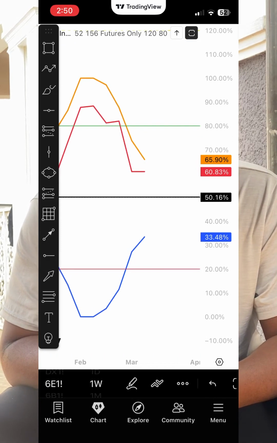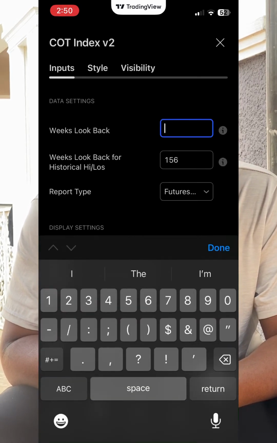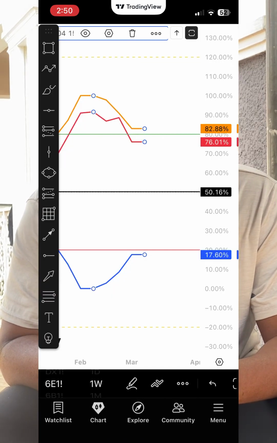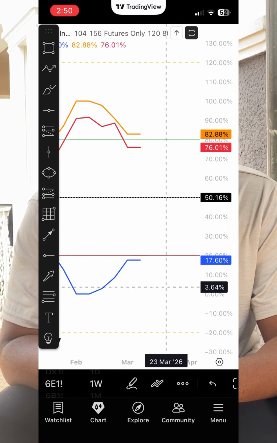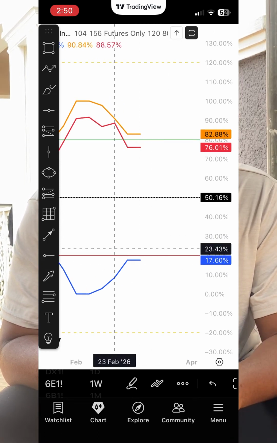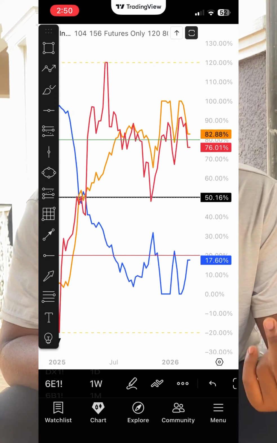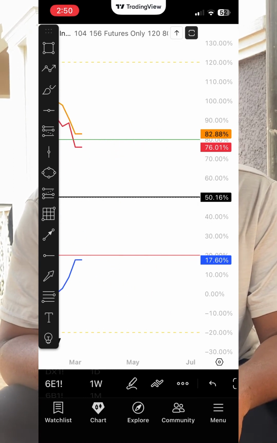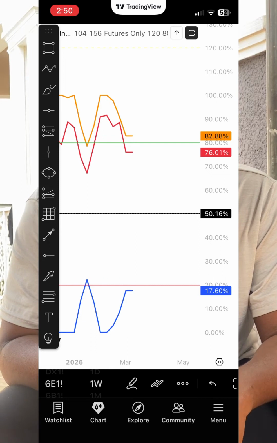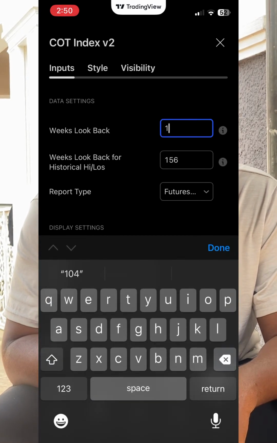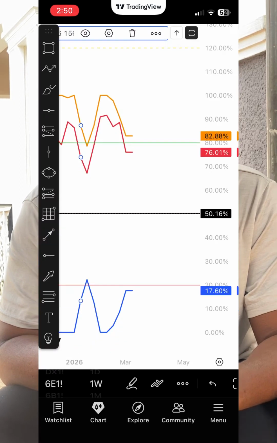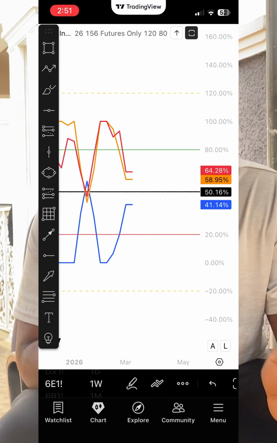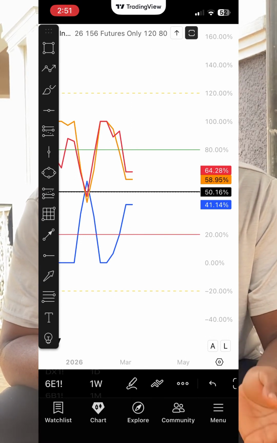So if I still want to go 2 years, and that is the highest I go, which is 104 weeks, which is 2 years, I go back, and what do I still see? I see that the institutions at this particular point are in a 2-year extreme in terms of orders. But for my short-term style of trading, I always pay attention to the 26-week look back, because the only reason why I pay attention to the 104 is to increase confluence. But just the 26-week look back is already really enough for you.